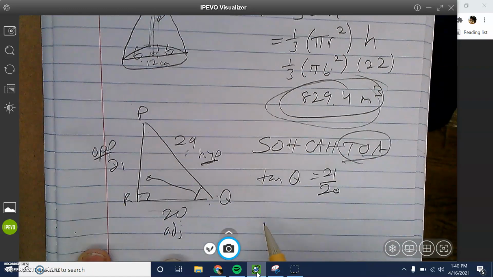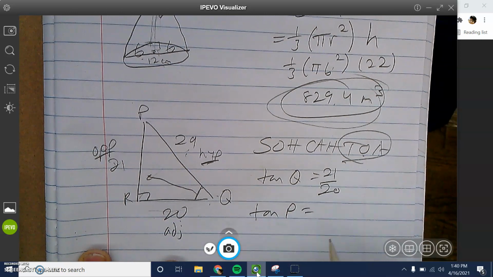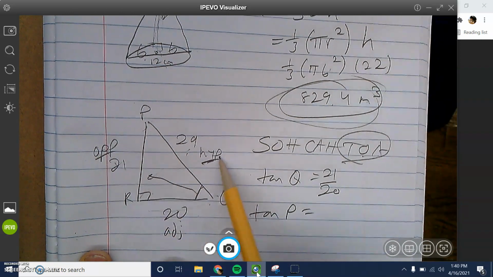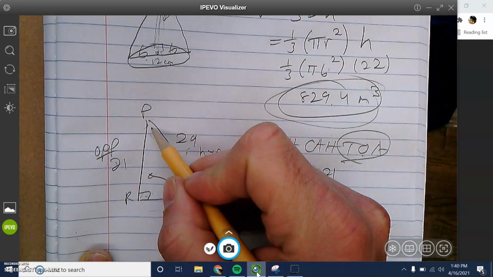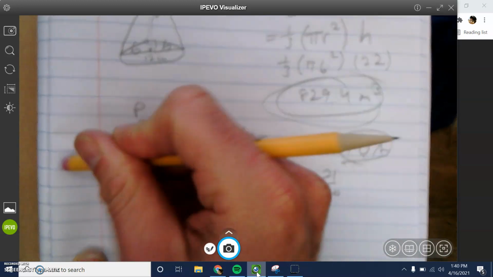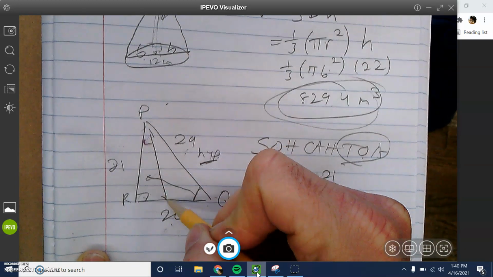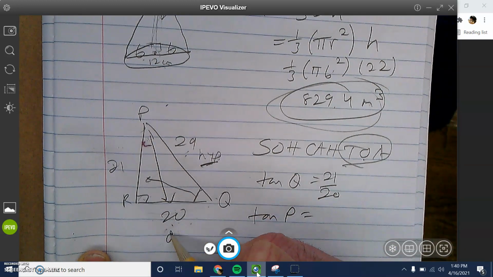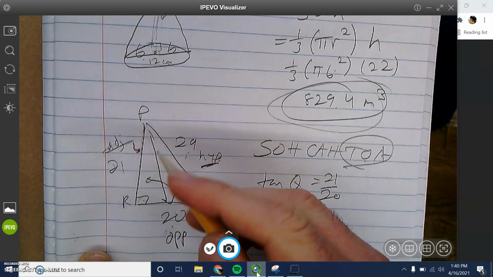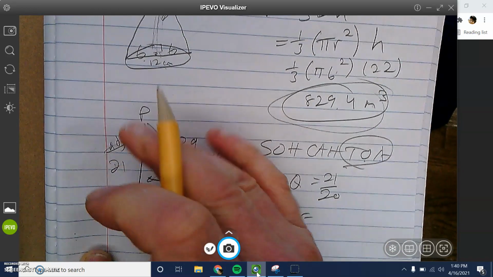We also need the tangent of P. Does anything change? Now I'm looking at P. Well, hypotenuse stays the same, but good thing I'm writing in pencil. You gotta use pencil when you're doing math. So this right here now becomes the opposite. 20 is the opposite, and then this is the adjacent. It's a side touching the angle that's not the hypotenuse.